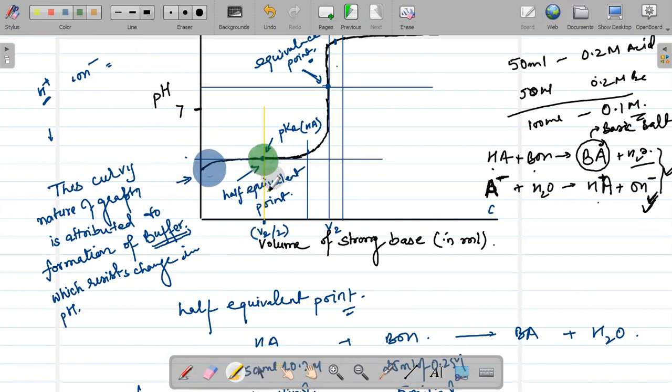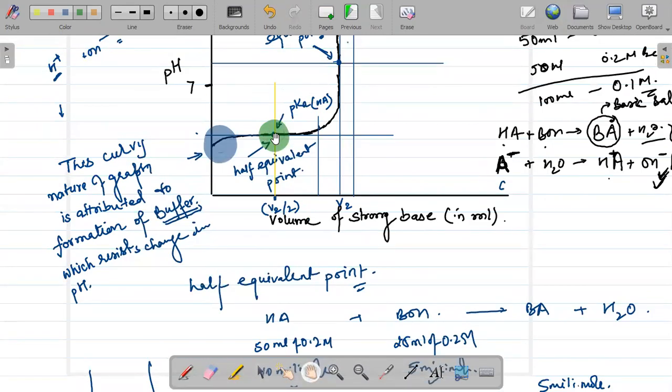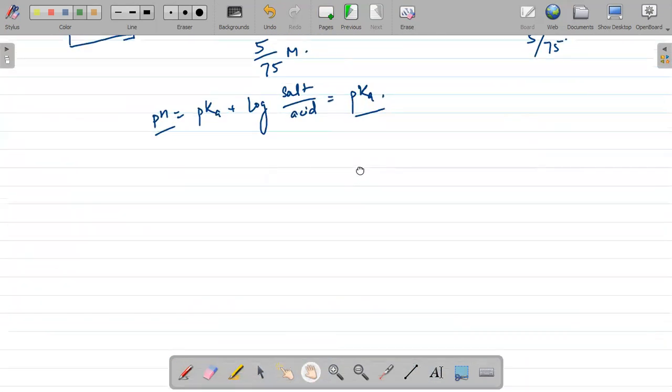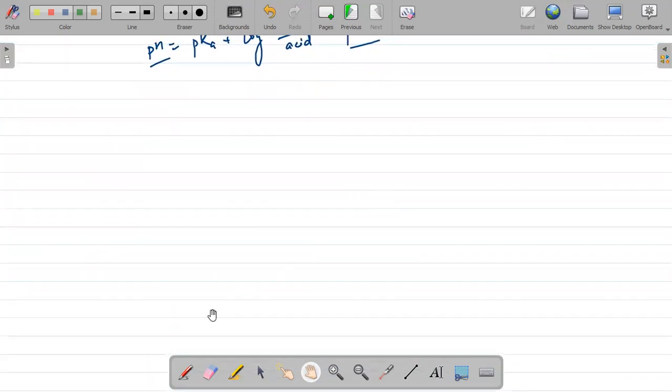ठीक है, इस जोन में buffer capacity is going to be the maximum, क्योंकि pH is becoming equal to pKa. That means salt and acid का concentration बराबर है, and इसकी वजह से maximum buffer capacity will be around this point, half equivalence point. ठीक है ना? That I have discussed already last lecture में. Maximum buffer capacity will happen at a place when the concentration of acid and salt is going to be equal. Okay.